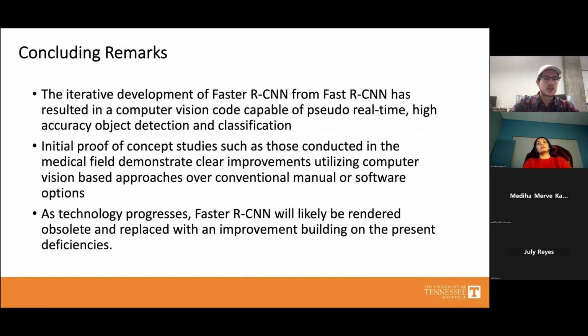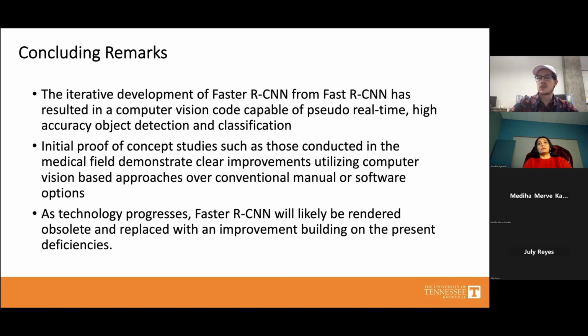Concluding remarks. This presentation served to go over how faster RCNN developed as a result of the initial RCNN code, following Fast RCNN code, and then finally Faster RCNN code. This has resulted in the development of a pseudo real-time, so it's fast. It's not perfectly fast, but it's quite fast, high-accuracy object detection and classification code. Initial proof-of-concept studies in medical imaging demonstrate how this can be an extremely valuable tool for image analysis, being both more accurate and faster than conventional approaches and human eye-based approaches.